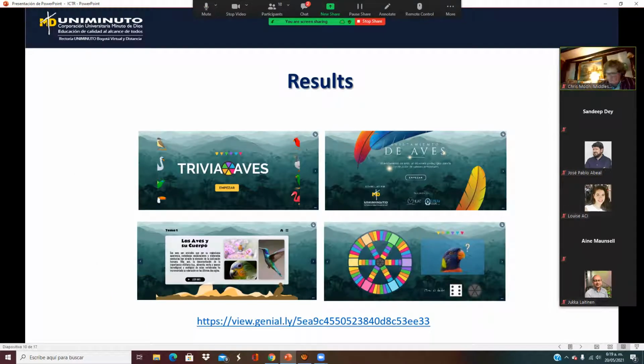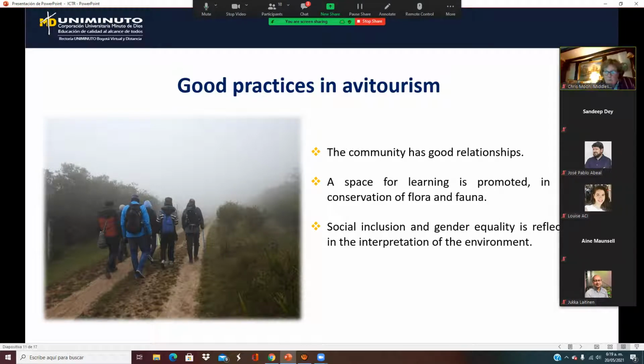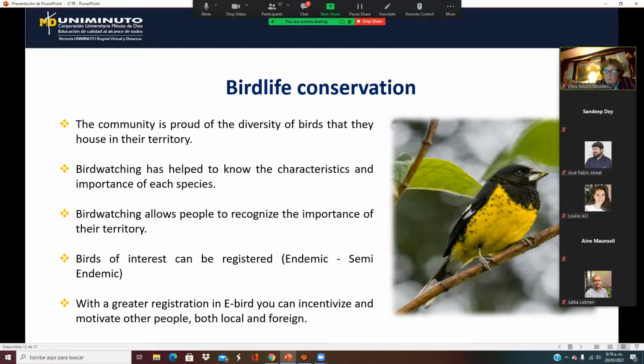So this is the course that I told you before, the course of birds for the community, and this is an online course, and it permits to learn about many different things of the birds. In the conclusion, we have a good practice in Avitourism. As I told you before, it generates good relationships and is a good potential for the territory, because people from the community can learn about the conservation of flora and fauna, and can promote and teach the tourists about it. We can see social inclusion and gender equality, because there are a lot of women that guide in this kind of tourism.